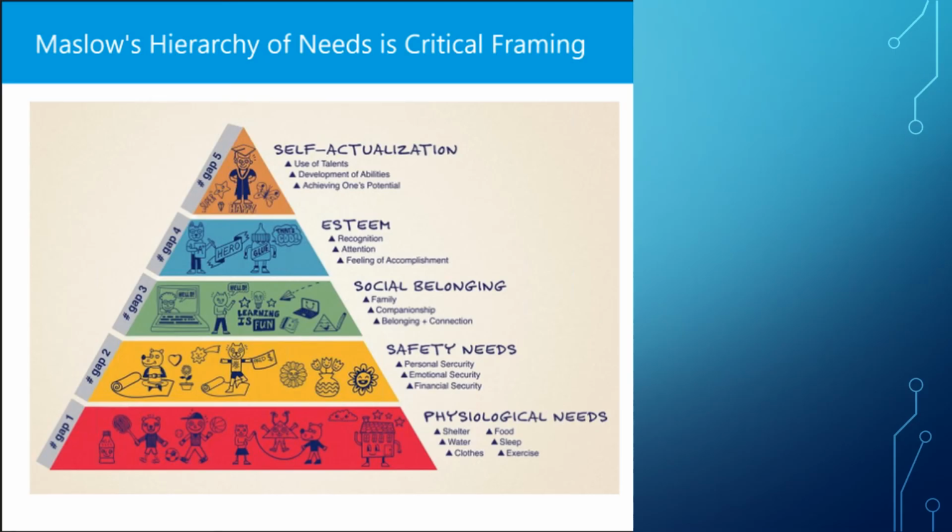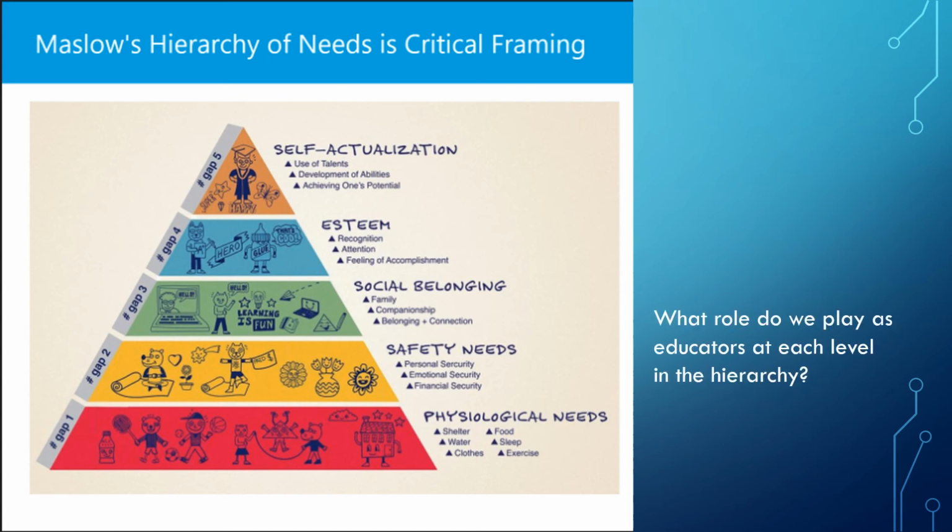So here we see the Maslow's hierarchy of needs. Just take a look at that. Think of your journey so far through this change. Think of through the lens of your students, and then what role do we play as educators at each level? What do we play for one another? What do we play for our students? What roles do we play? Where do we come in at each level?